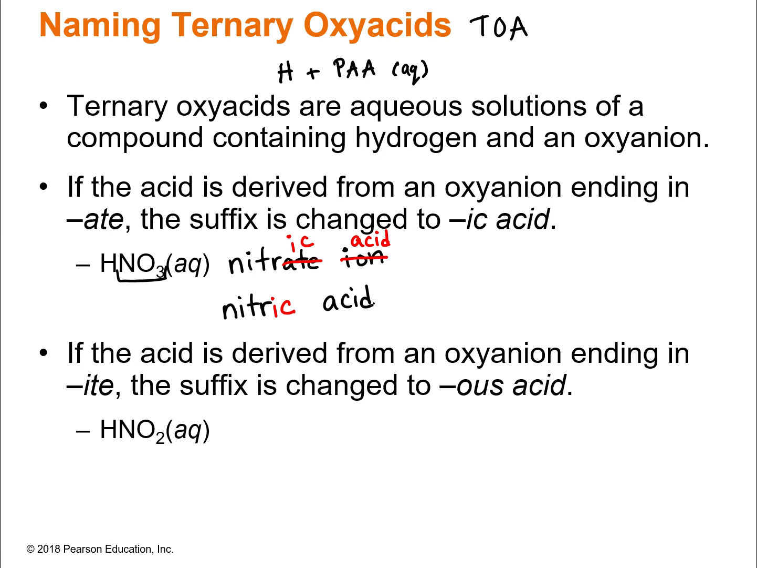If you have an acid derived from an oxyanion ending in ITE, you do something very similar. HNO2. NO2 is the nitrite ion. Replace ITE with OUS, the word ion with the word acid. The name becomes nitrous acid.